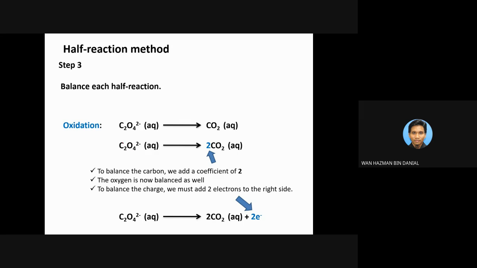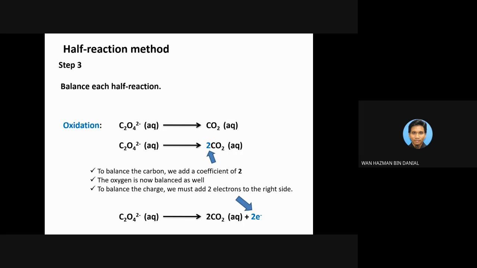So in this case is the carbon, kan? So carbon kat sini dia tak balance. Sini ada 2, sini ada 1. So we multiply by 2 for this, and then kita akan dapat balance in carbon. So bila kita letak 2 kat sini, oksigen pun dia akan darab jugalah, jadi 4. So coincidentally in this case it balance.